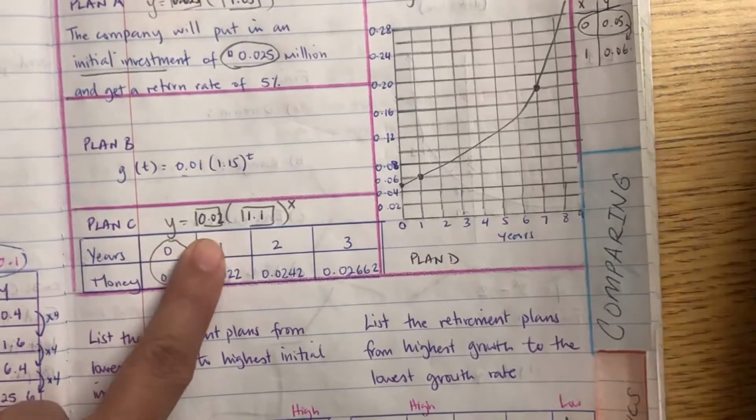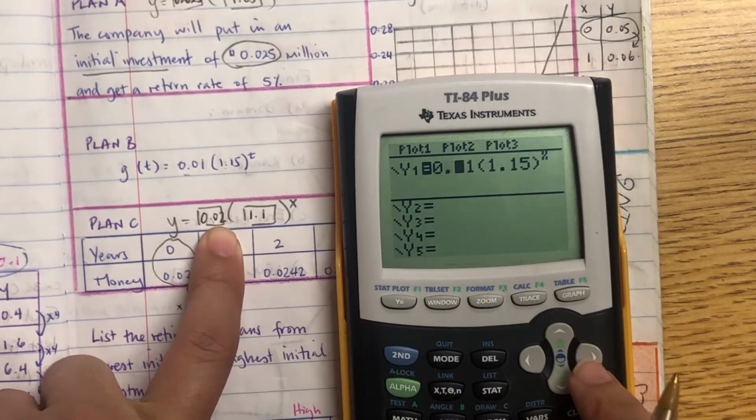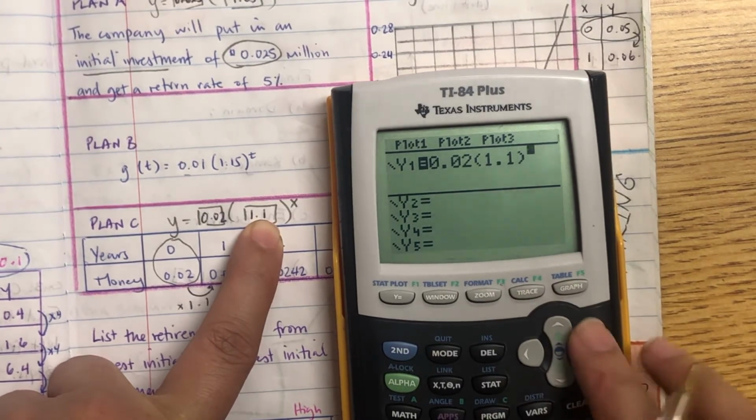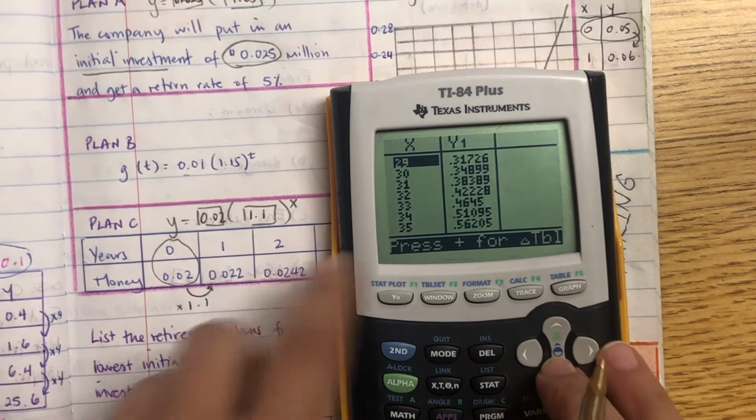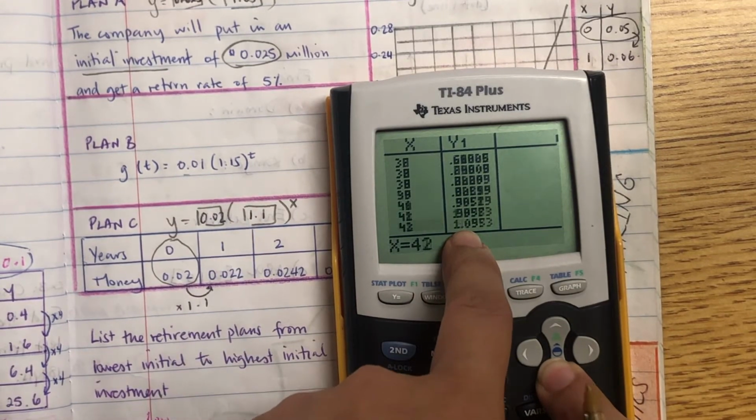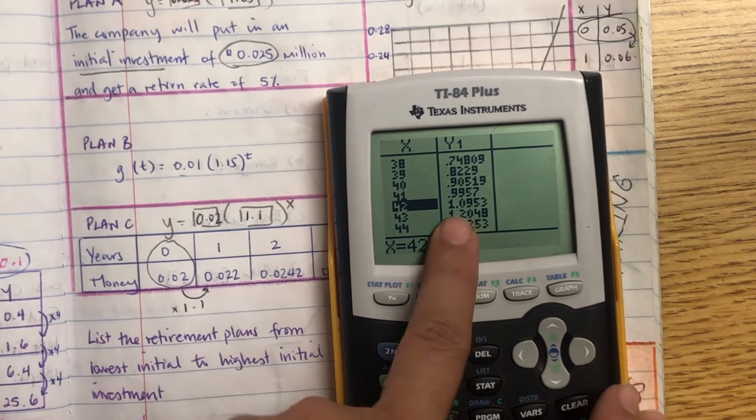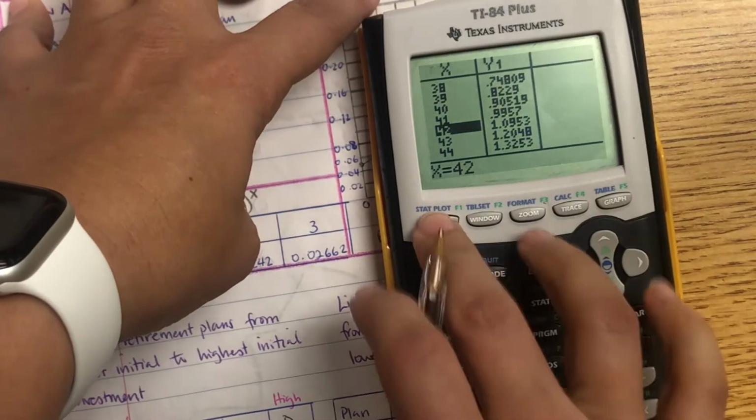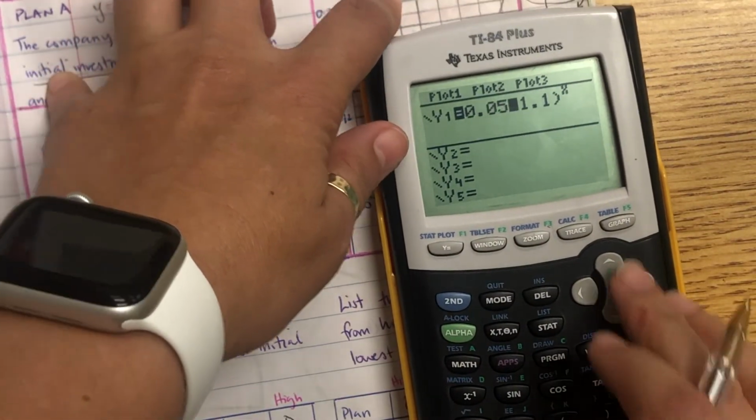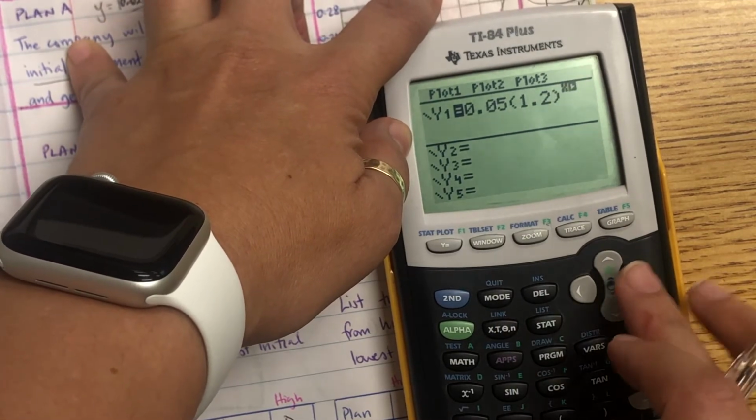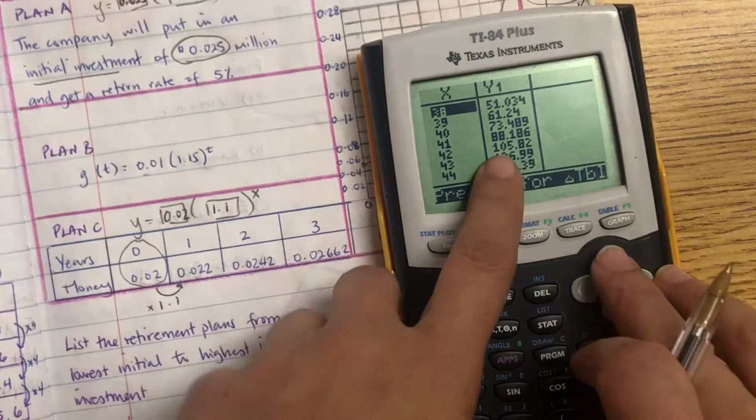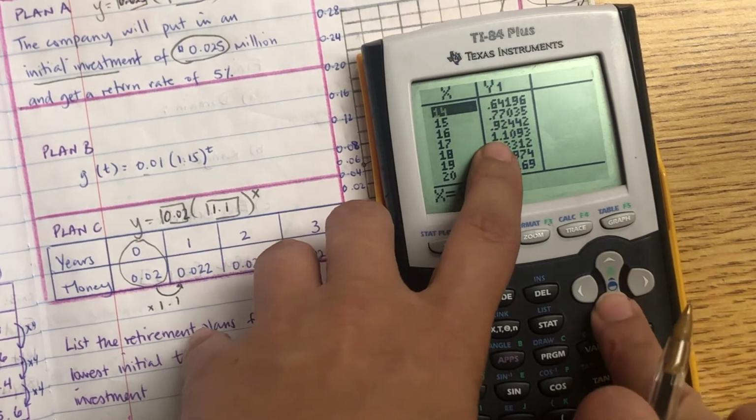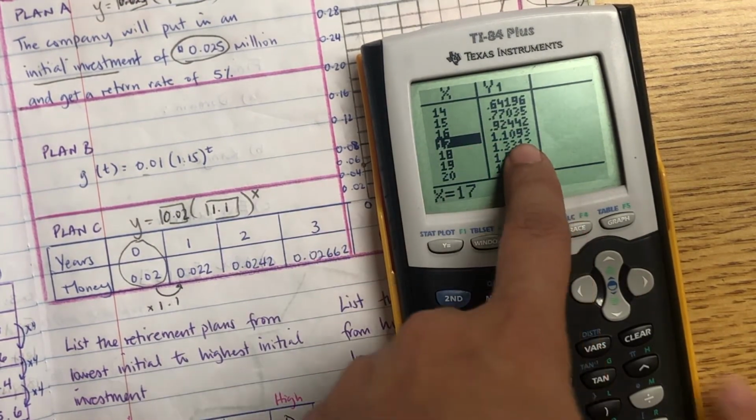Plan C, type it in, y equals 0.02, 1.1, and second table. 42 years roughly gives me 1 million, 42 years. And then D, type it in, y equals 0.05. Alright, second table. And we're looking for 1. This is a listening check. Color in the big circle next to years and money. Roughly 17 years gets me there.